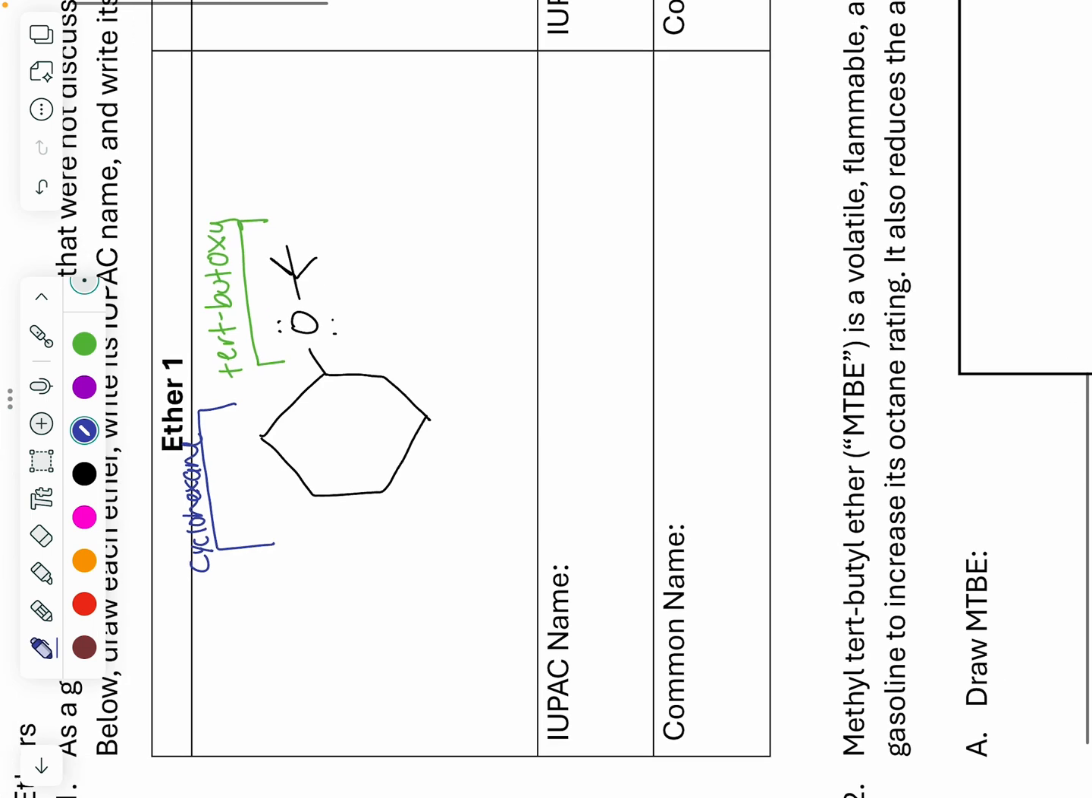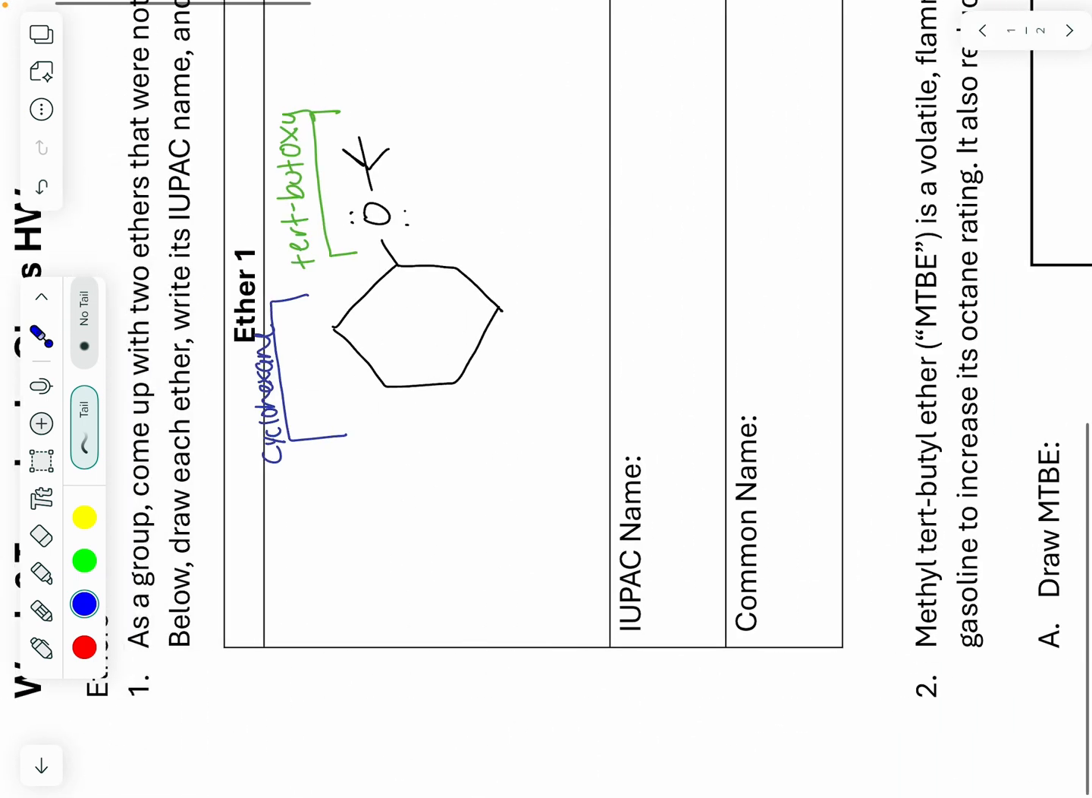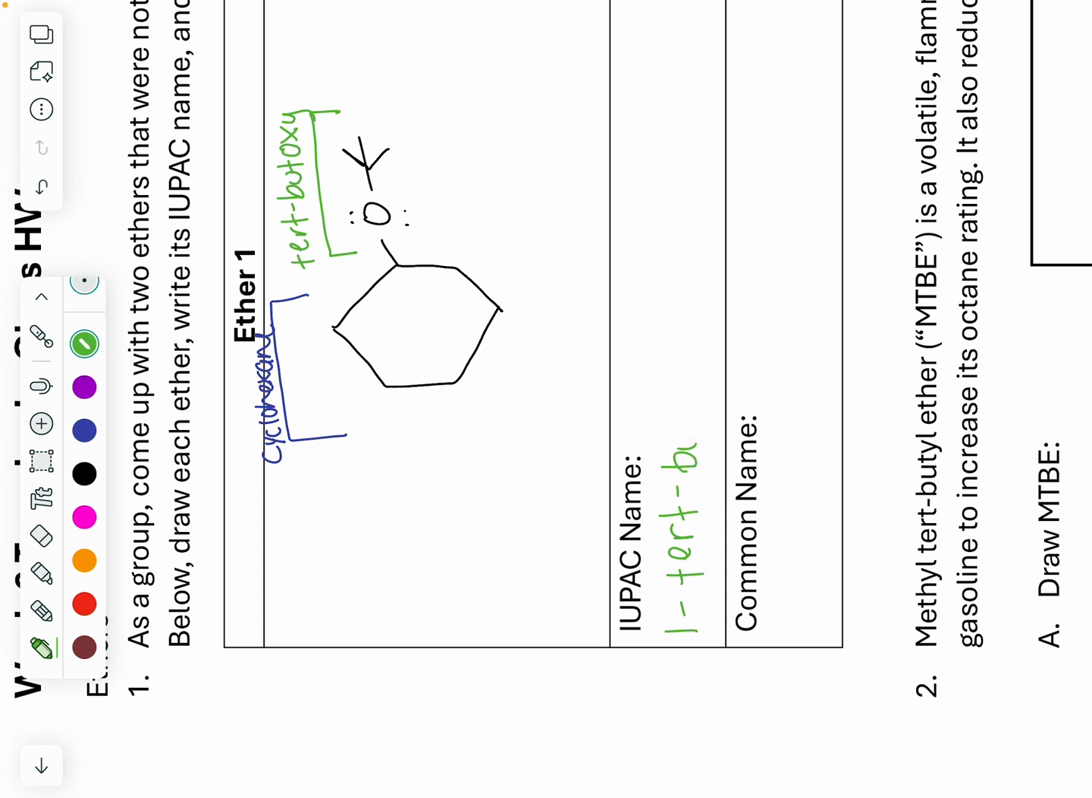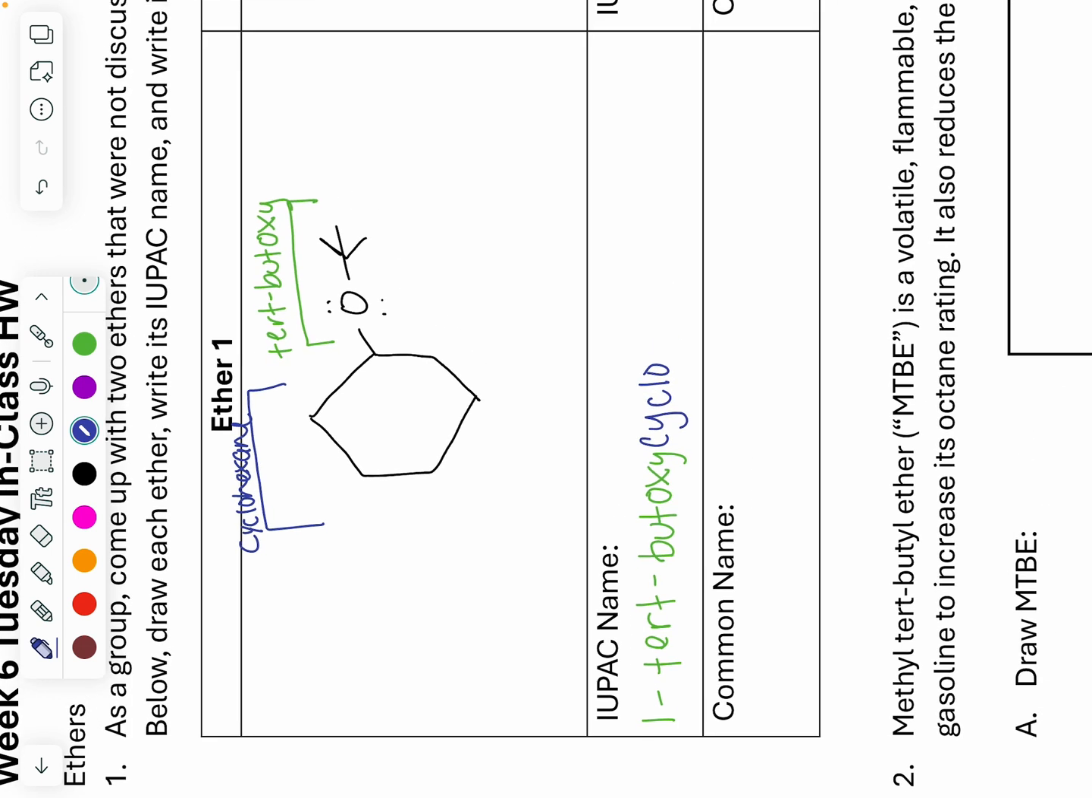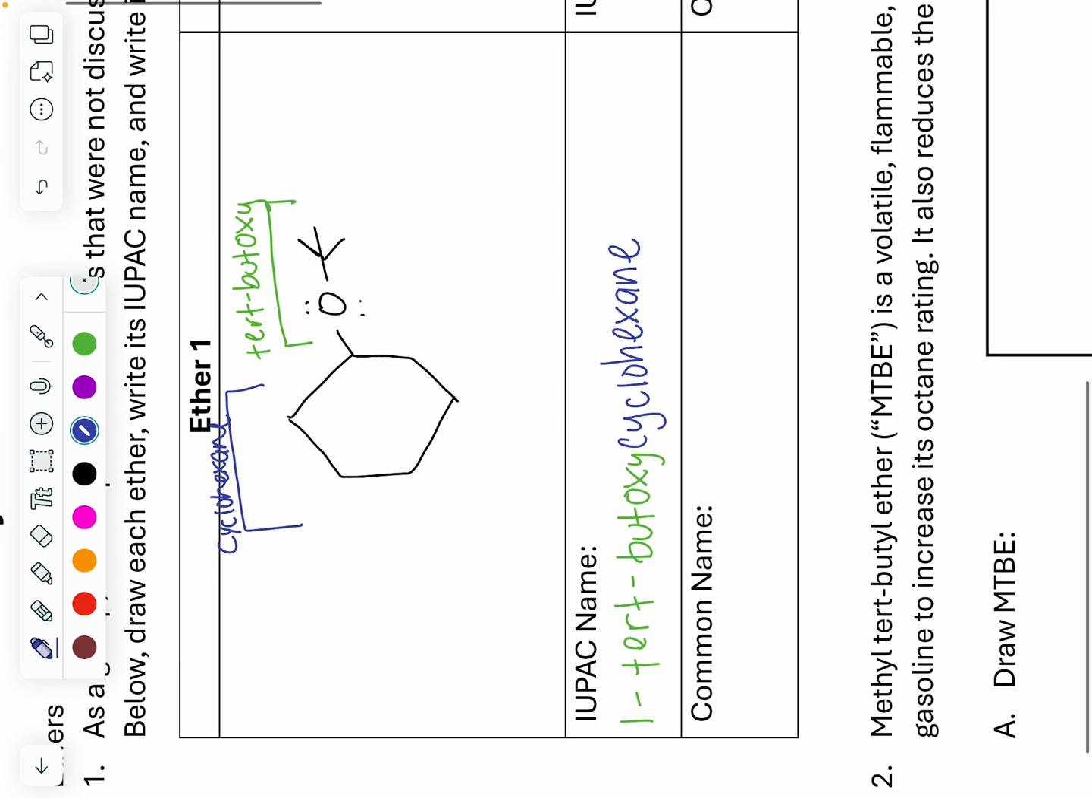And this is for IUPAC naming. So we know that this cyclohexane is the parent name, so that's going to stay at the end. This is going to go first. And we could name it 1-tert-butoxy cyclohexane, or we could simply say tert-butoxy cyclohexane. Either way is fine. I'm just going to write it with that one so you know that you can write it both ways. But in this case, if you didn't add the 1, it'd be fine because that tert-butoxy is on carbon 1. So that's the IUPAC name.